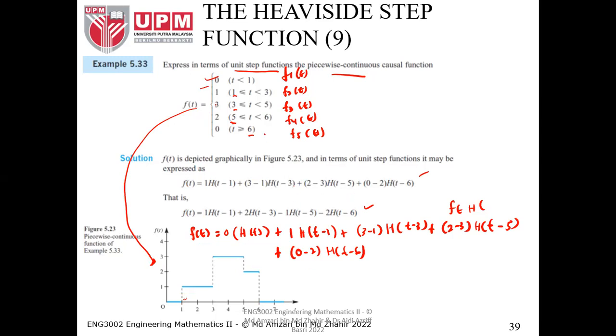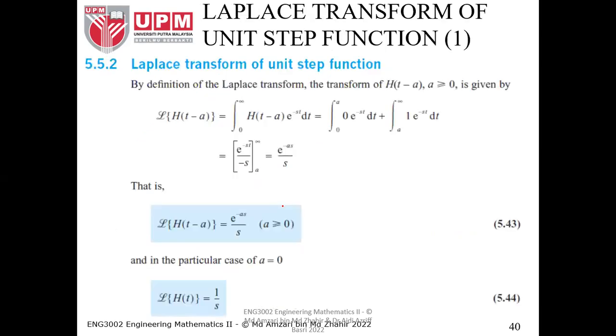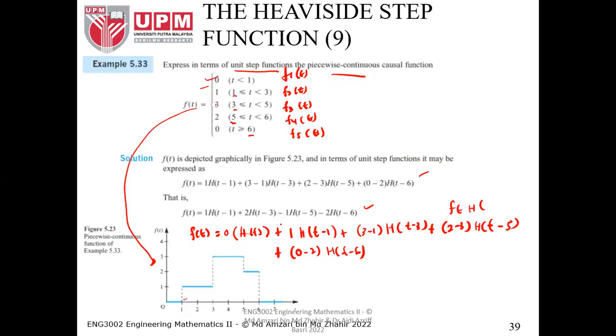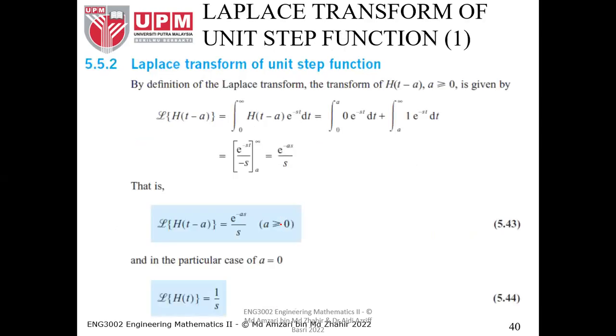So what you need to do, you just use the formula: the function minus the previous function, times the limit of t and the rest. Okay. Another one is the Laplace transform of the unit step function. Just now was the Heaviside step function. Okay, the Laplace transform of the unit step function, by definition of the Laplace transform, is the transform of h(t minus a), where a is bigger than or equal to 0, given by this one.